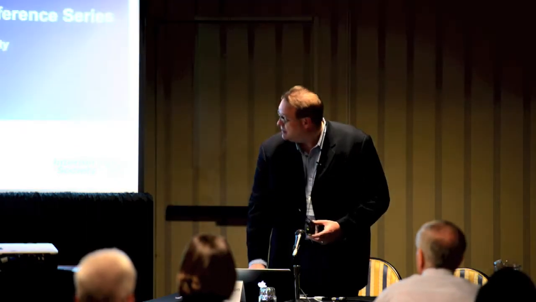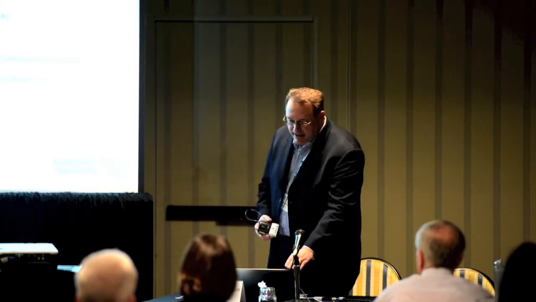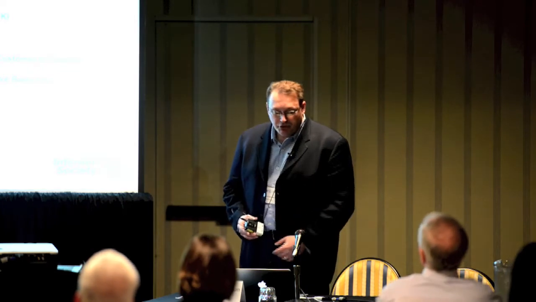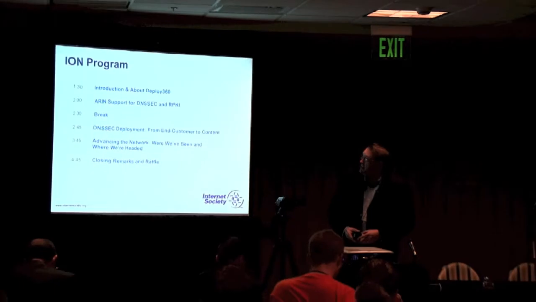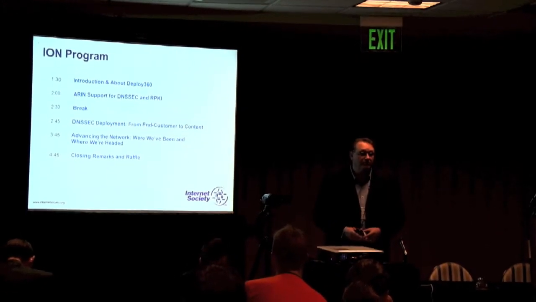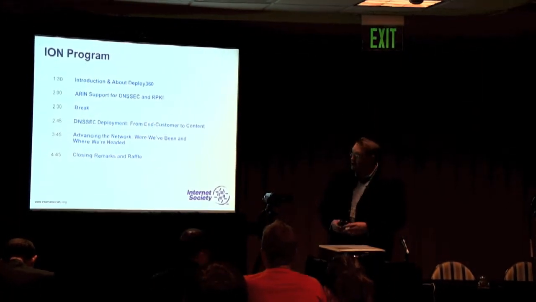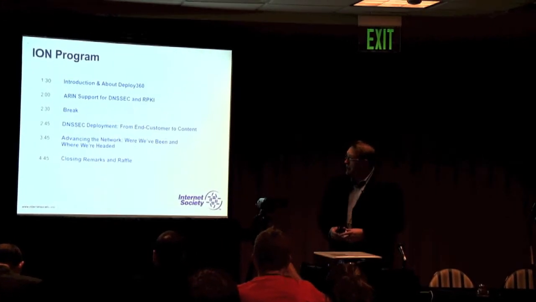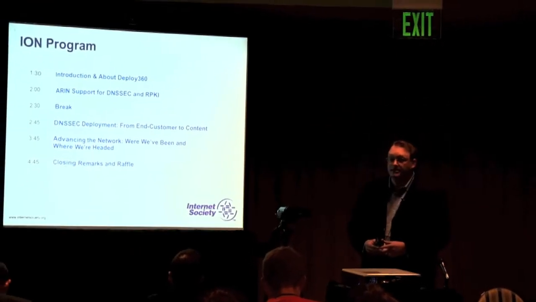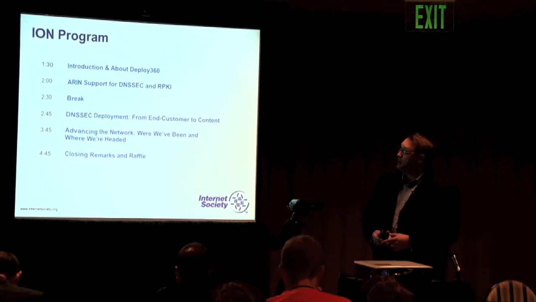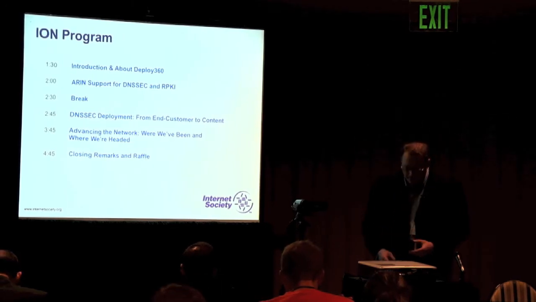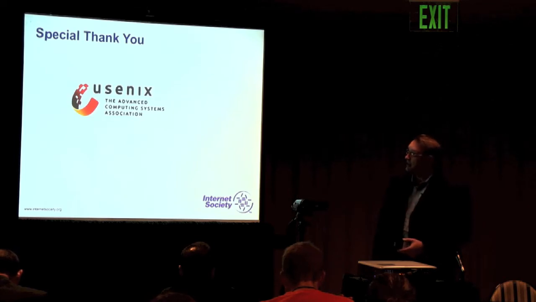Today we're going to be talking about DNSSEC. There's going to be a little bit of RPKI that fits in through Pete Toscano's presentation, and perhaps even during the last panel. And we're also talking about IPv6. Those are the three topics we're primarily interested in today, and we see these as the future of the Internet. All of us are going to be using these at some point, so we want to make sure we're having conversations about them regularly. We're going to take a break after Pete Toscano's presentation at 2 o'clock, and then talk with our panel about DNSSEC deployment, from end customer to content. Our final panel of the day is advancing the network, where we've been and where we're headed. So please stay with us through the entire session this afternoon.